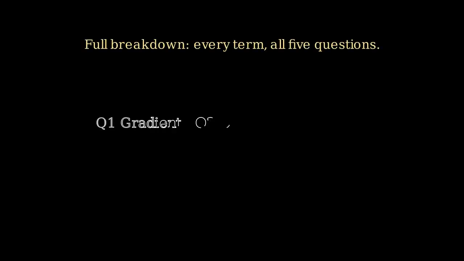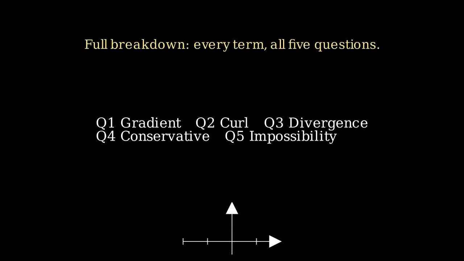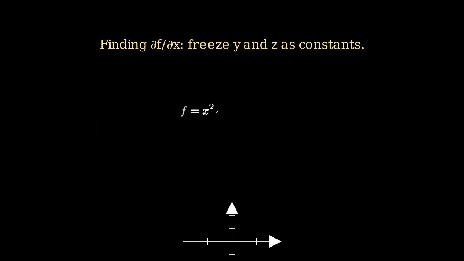Let's go through the full algebra breakdown for all 5 questions, showing every single term's differentiation, not just the final answers. Question 1. The gradient. Take f equals x squared z plus 3xy minus y squared z.